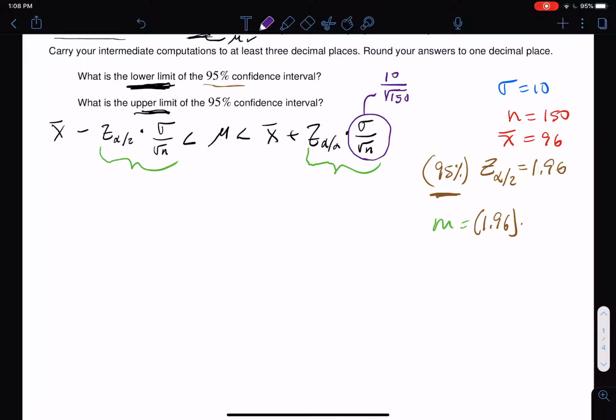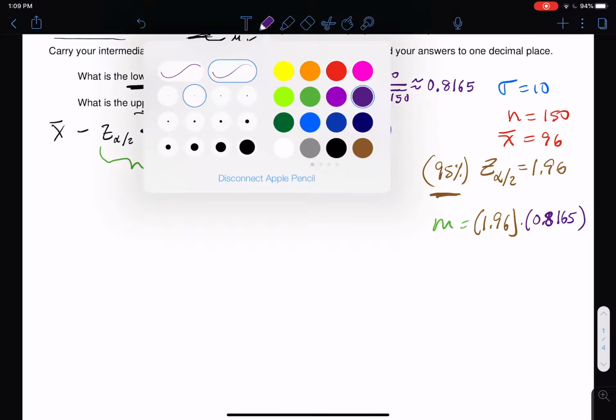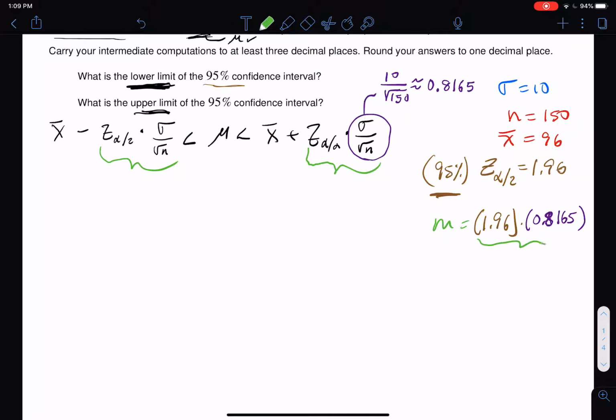And let's see, when we calculate that, we're going to get an approximation. We're going to round to 4 decimal places, 0.8165. I think that rounded up. So that's going to be 0.8165. All right, well, when we go ahead and multiply that, we get a margin of error of approximately 1.6003. So there's our margin of error.